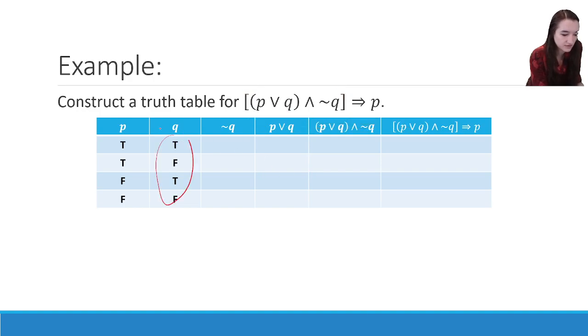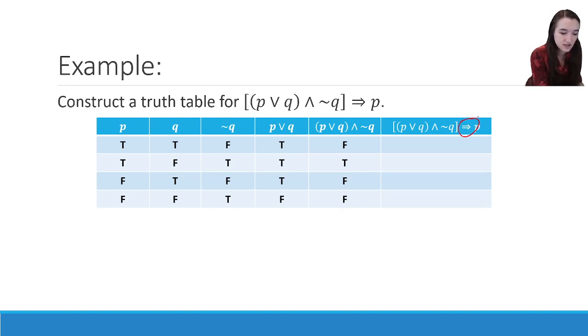So negation of Q, we take this column and we flip all of the symbols to be false, true, false, true. Next, P or Q is only false if both are false. So here are 2 columns. When are they both false? Right here. So everything else is true and that last row is false. Then we get our and statement between this and this. And statements are only true if both are true. Where are both true? That's going to be this row right here. So we get true in that second row.